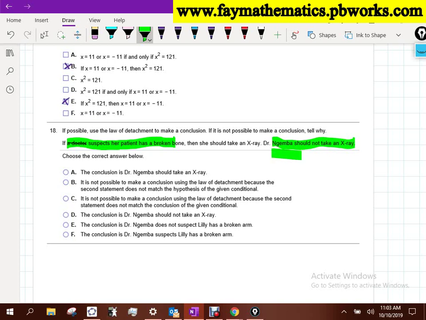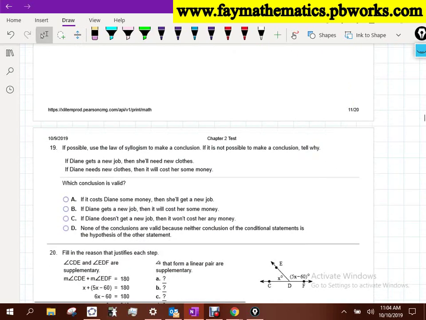Well, this just says nothing here about having a broken arm or a broken bone or anything like that. So there'd be no conclusion here. So it's not possible to make a conclusion using the law of detachment because the second statement does not match the hypothesis. So we're looking at option B there.